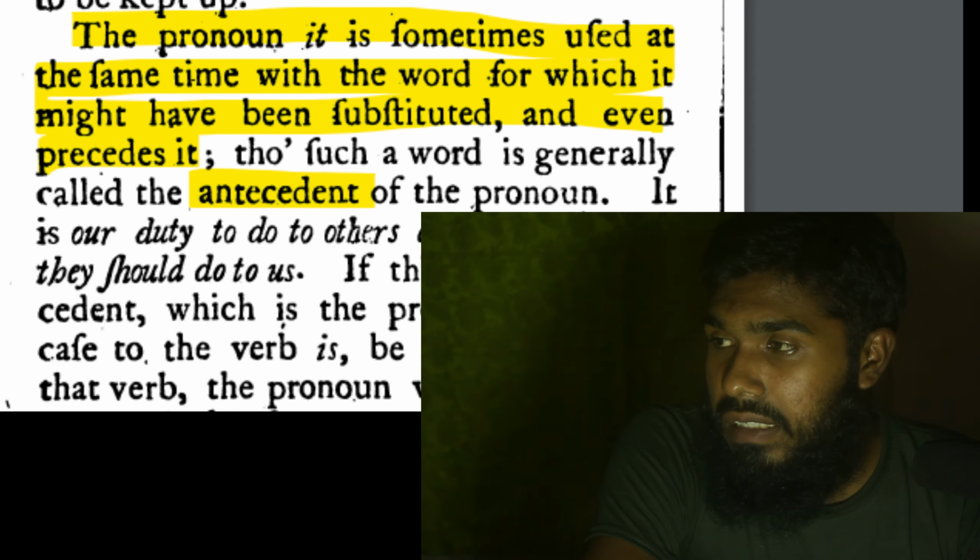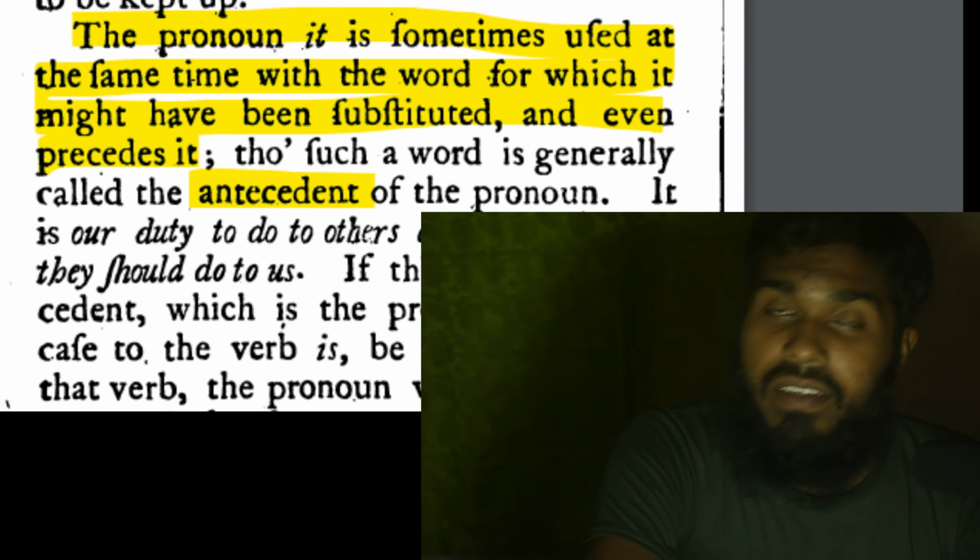That is number 21, antecedent. You must have heard antecedent before. If you have ever gone through some basic grammar, you have obviously heard about antecedents. I'm sorry for the mispronunciation. So let's jump in. The writer gave a very simple and very profound definition of antecedents. I really liked it. The pronoun it is sometimes used at the same time with the word for which it might have been substituted, and even precedes it, and that is called antecedent.